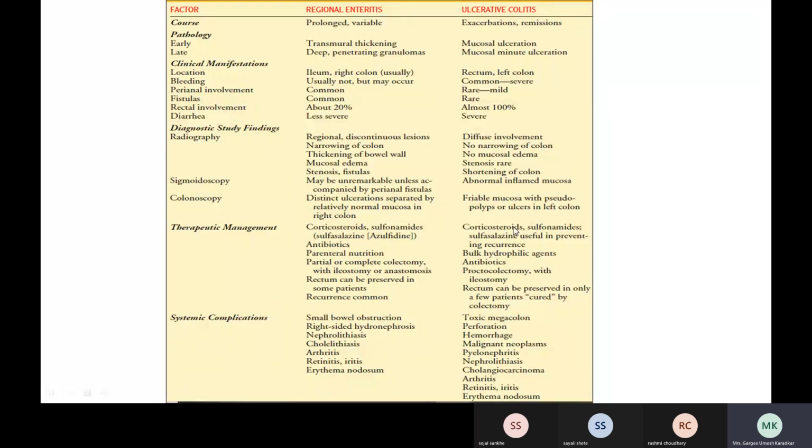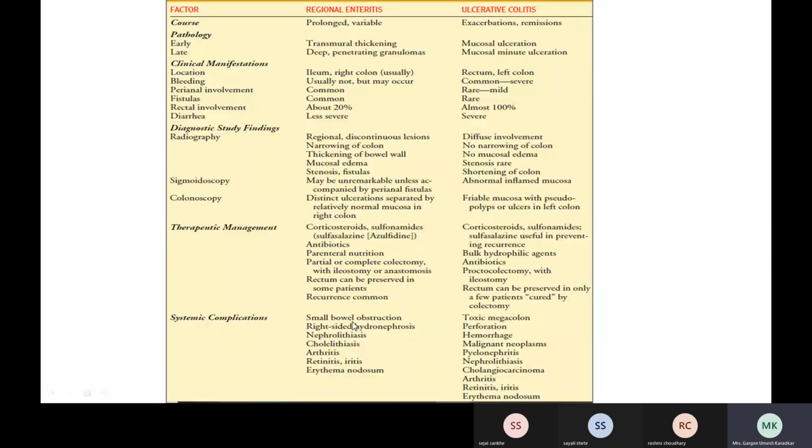Ulcerative colitis, how is it managed? Corticosteroids, sulfonamides, sulfasalazine. This will help to prevent the recurrence. Then certain bulk hydrophilic agents can be given to increase the consistency of the stools. Then antibiotics, proctocolectomy with ileostomy, and other surgical interventions what we already saw. So here the rectum can be preserved in only few patients which are cured by the colectomy.